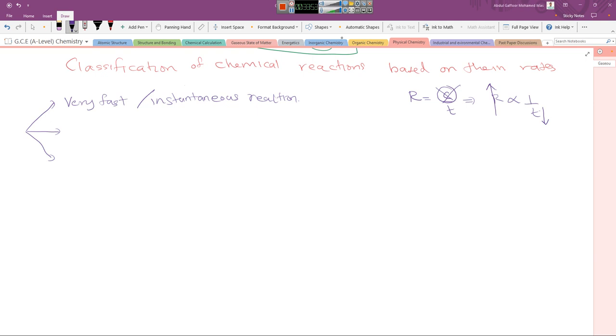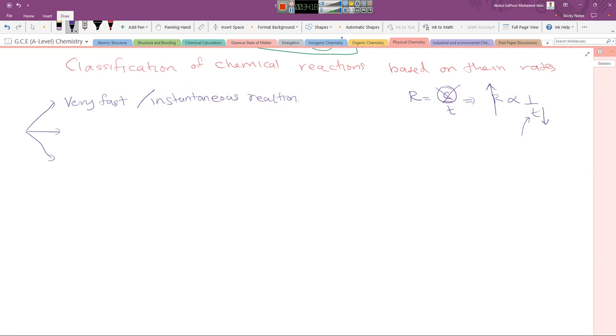So using conventional methods, we cannot determine the rate of reaction, because if the time is very small, using our conventional method, we cannot measure the time, so it will give you errors. So we are not going to determine the rate of reactions for these types of reactions.